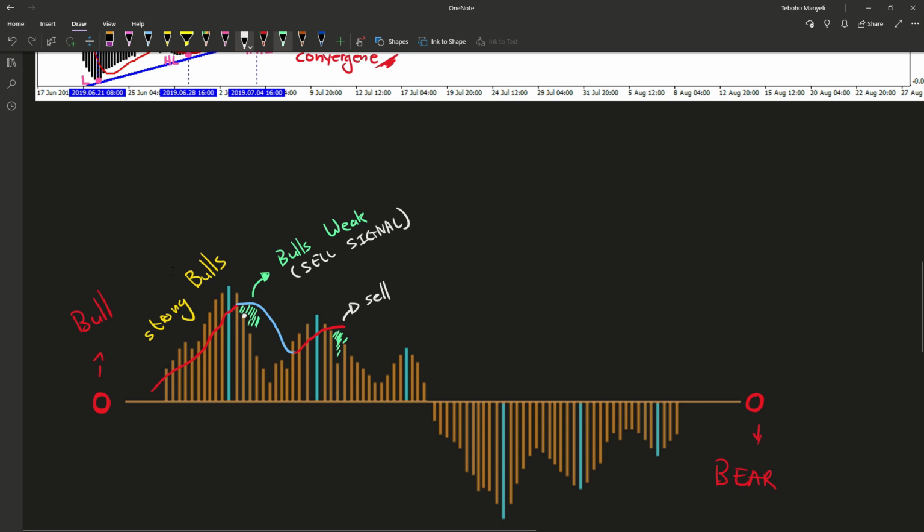Alright, then the red line will continue moving above the histograms and finally going through the histograms, giving us another sell signal. So as soon as the space in between the histogram and the moving average, we've got a sell signal. Okay, so the opposite happens as the moving average is moving down here, for instance.